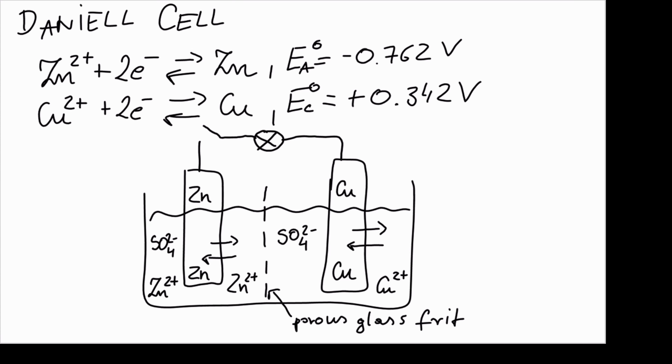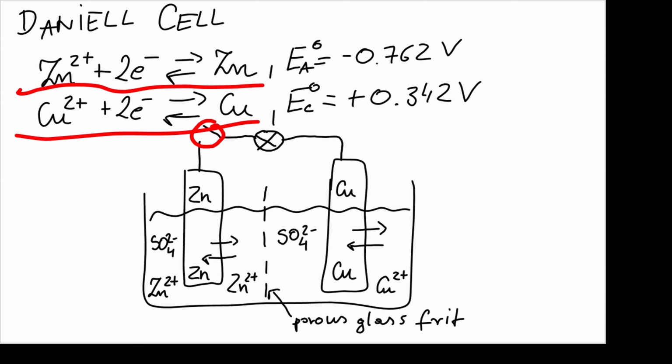Yes, we have two half cells, of course, zinc and copper. Let's see that in this specific example, the circuit here is open. So this galvanic cell now is at open circuit conditions.